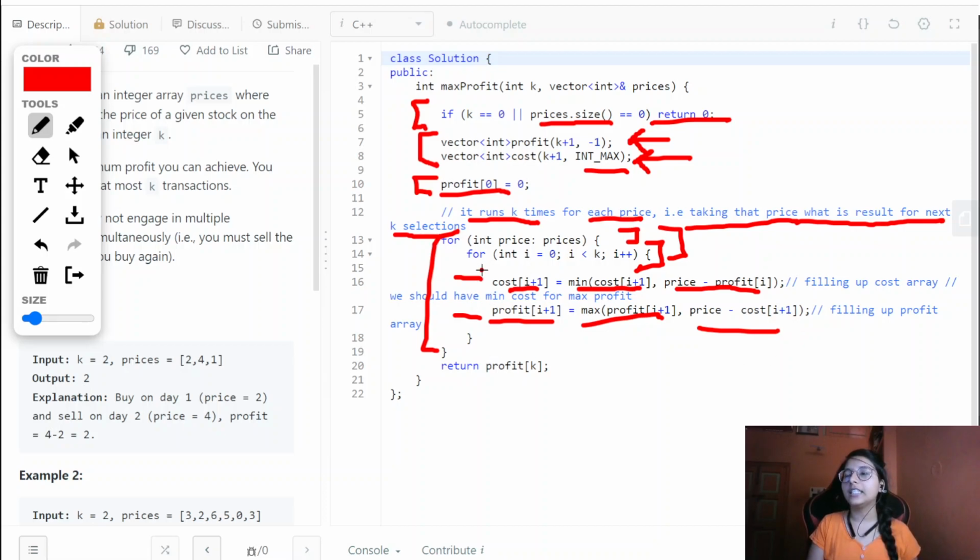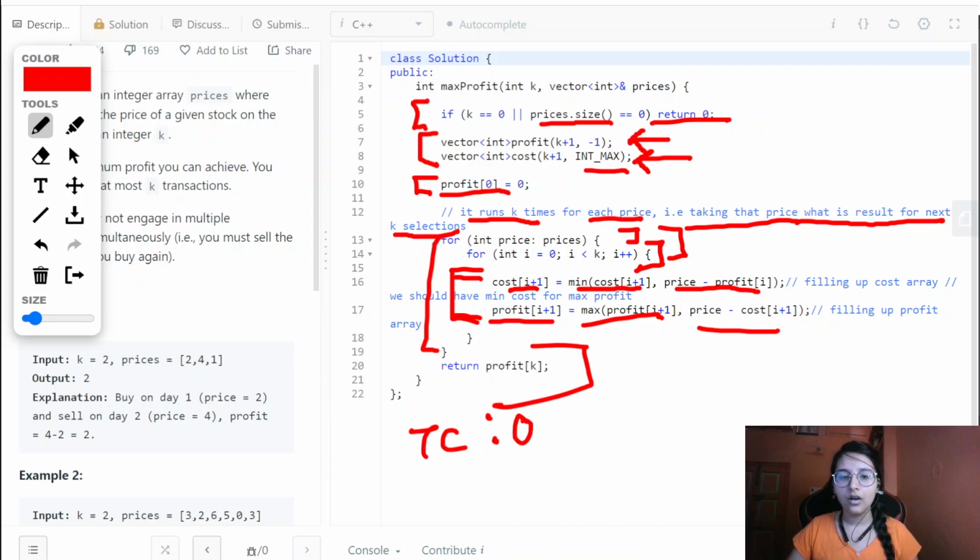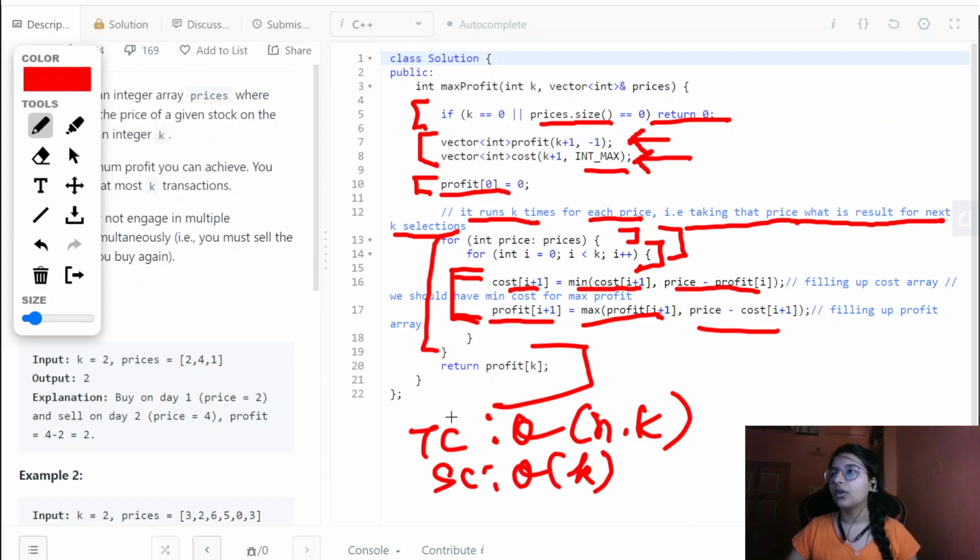So these are the two states which are there, and at the end we will be returning the profit which is earned at the k-th transaction. So this was all for this particular question, and the time complexity is basically order of n into k, as I already told, and the space complexity is basically order of k. Order of k because you can see that this will go till k only, and n into k because of these two.